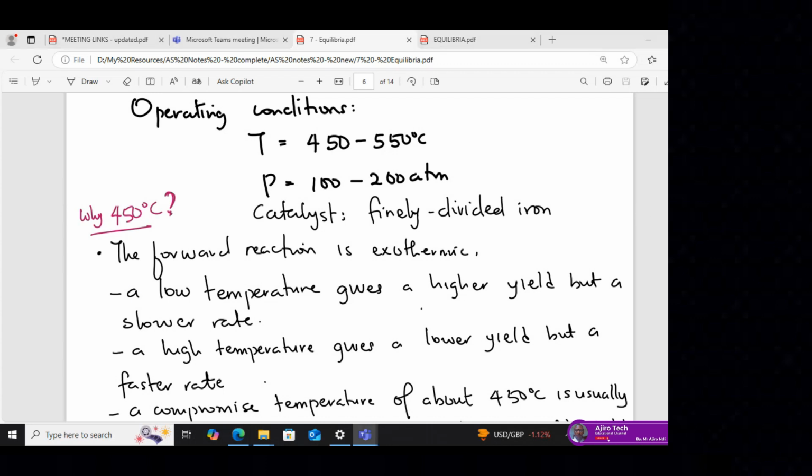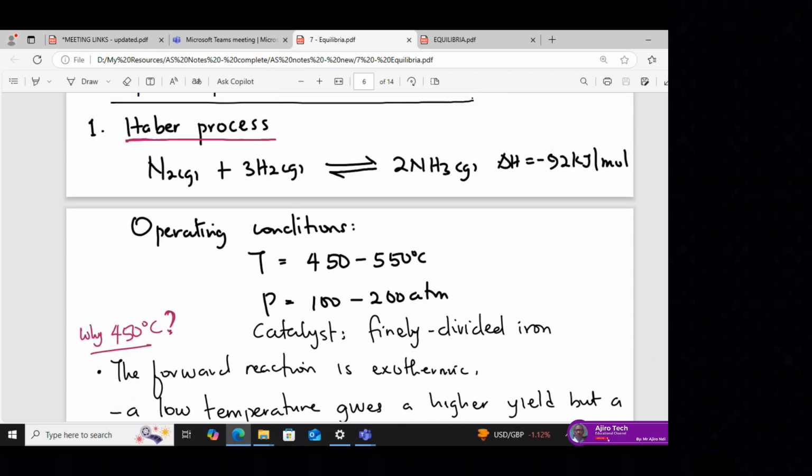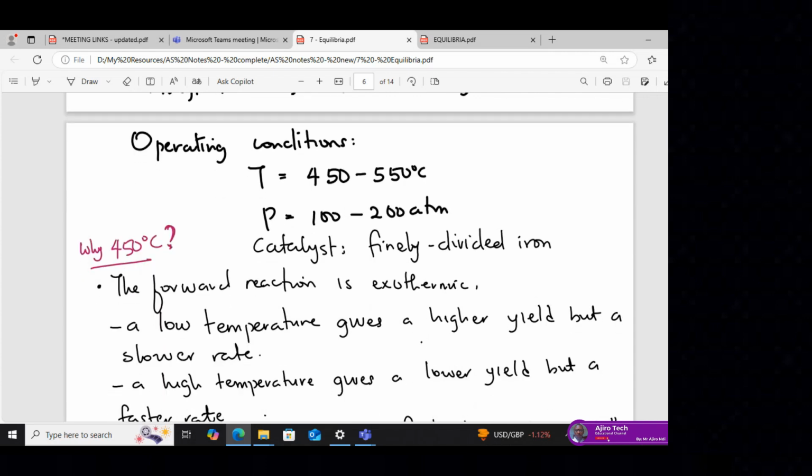The forward reaction is exothermic. A low temperature gives a higher yield but a slower rate. A high temperature gives a lower yield but a faster rate. Do you understand that? Because the forward reaction is exothermic, to get more of the product we need low temperature to shift the equilibrium to the right, to get a high yield of ammonia. But if you operate at low temperature, though it will give you a higher yield, what? A slower rate.